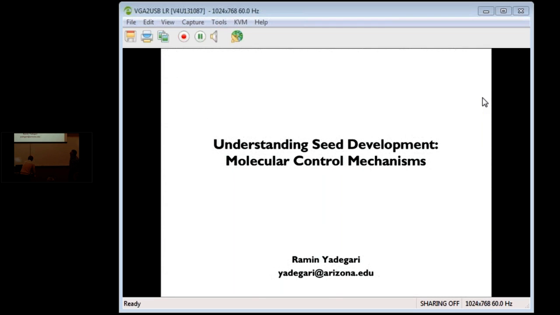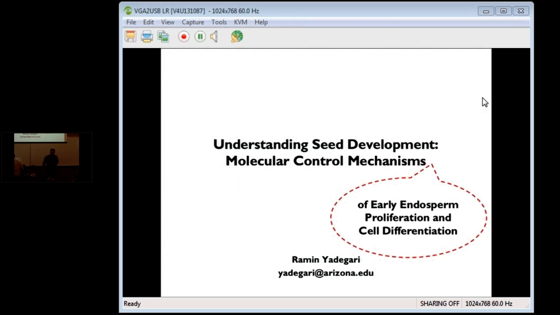So today I'm going to talk about understanding seed development, but as Rafi said, I'm going to be talking mostly about endosperm development. About endosperm development. And endosperm development is important because, as I'll show you, endosperm is the absorptive tissue of the developing seeds in flowering plants. It's important for embryogenesis as well as seedling germination.